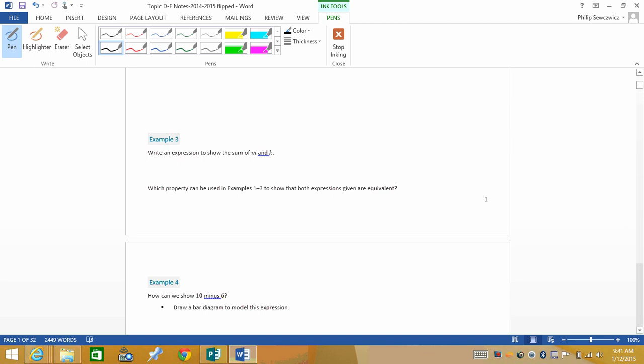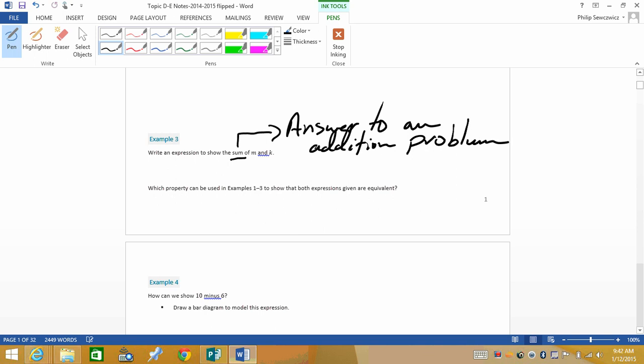Write an expression. Remember, an expression is a math problem to show the sum. All right, so here's another word. So we're going very vocabulary here again. Sum. The sum is the answer to an addition problem. So it does mean to add, and that's important there. Sum does mean to add, but it's something more important because it also means get ready to use parentheses. We're going to see that moving forward, but since it just says the sum of m and k, yeah, m plus k, voila, that's it.